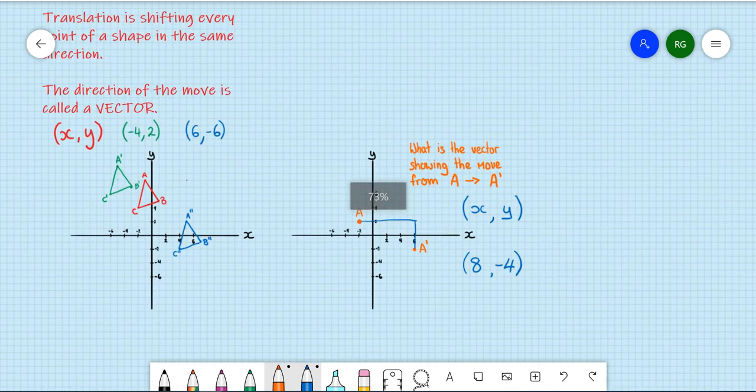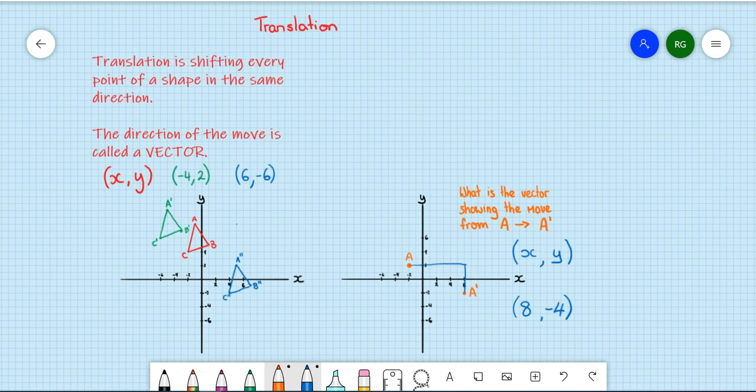That is pretty much it for today's lesson. Just remember, a vector is not a set of coordinates like it was in a Cartesian plane. It is simply the direction of the move of the shape or the point.